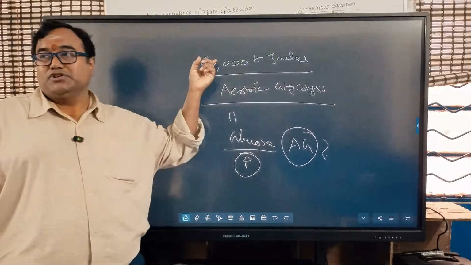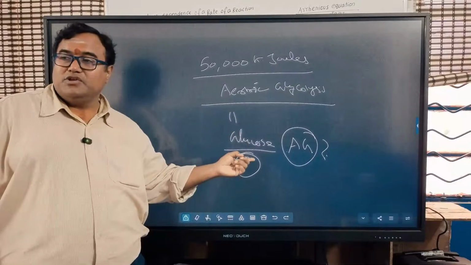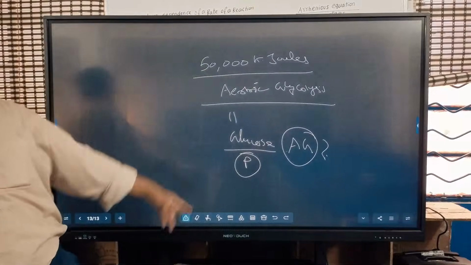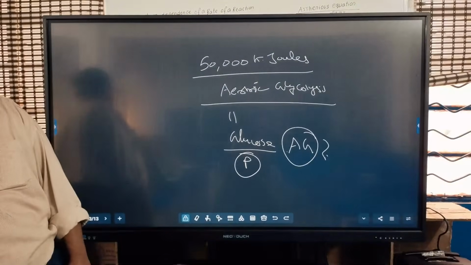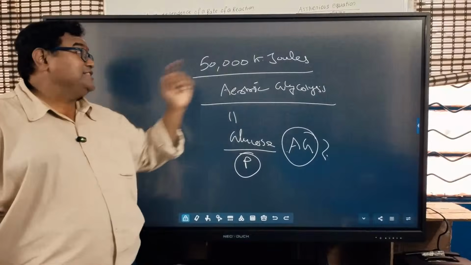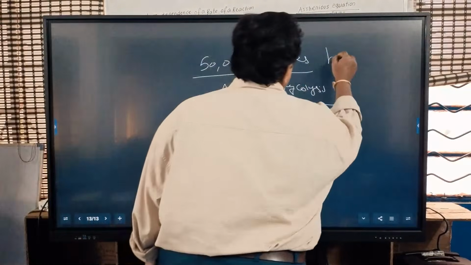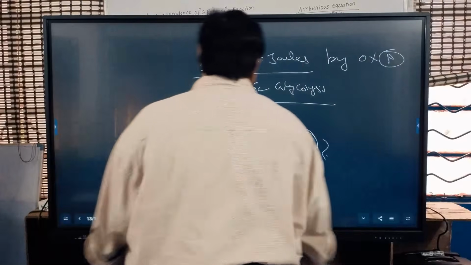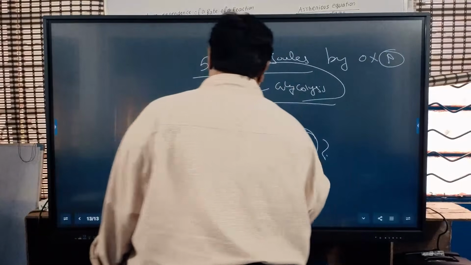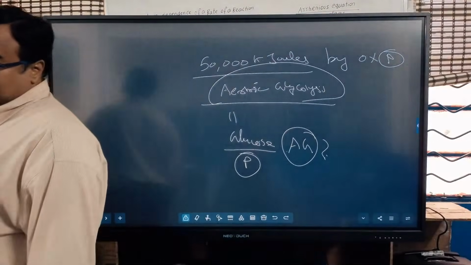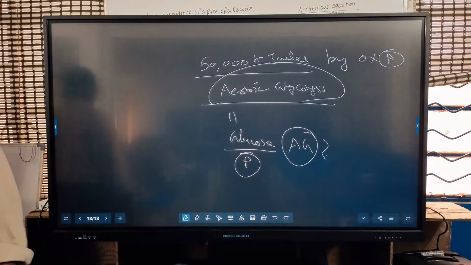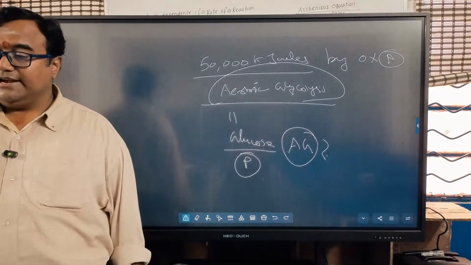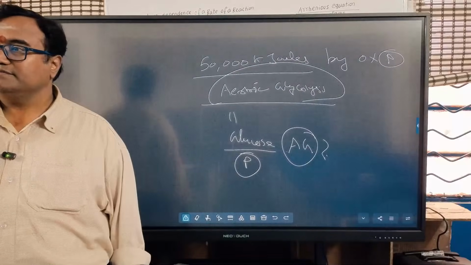They'll say 50,000 kilojoules in aerobic glycolysis, and you should calculate how many glucose are needed. For getting 50,000 kilojoules by oxidative phosphorylation in aerobic glycolysis, how many glucose do we require? This is a question. You calculate. Any doubt?